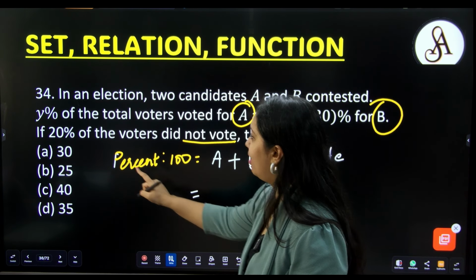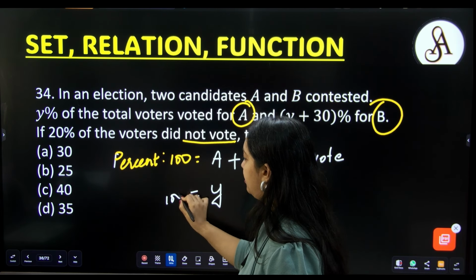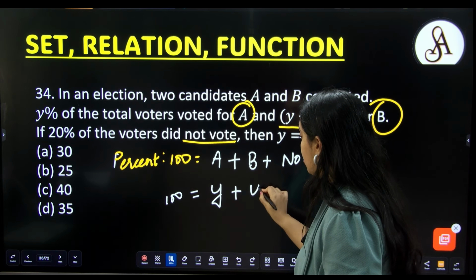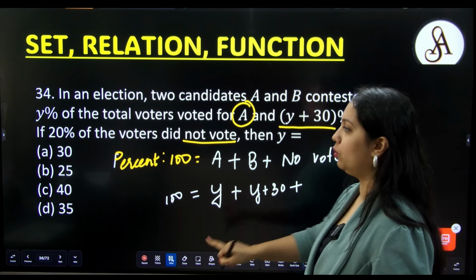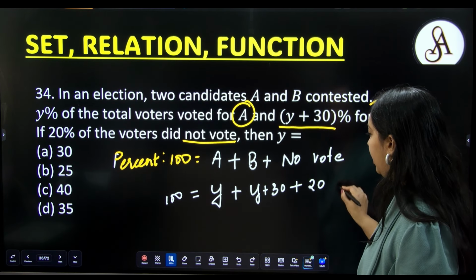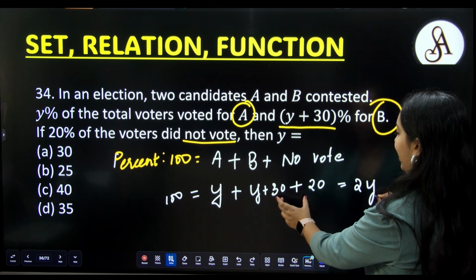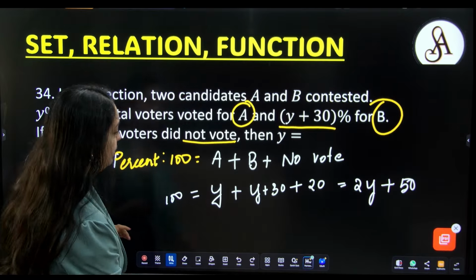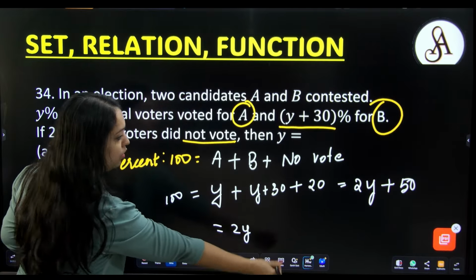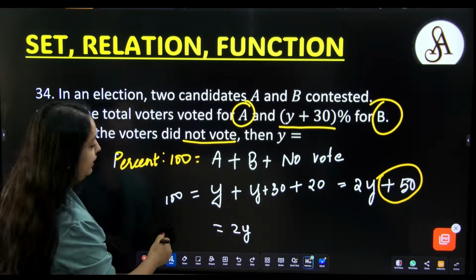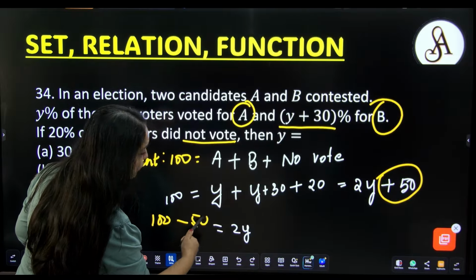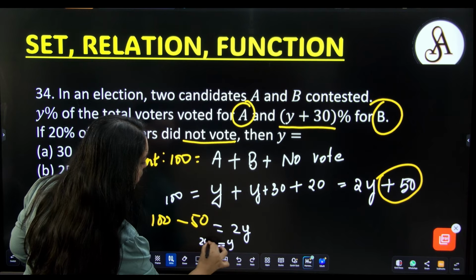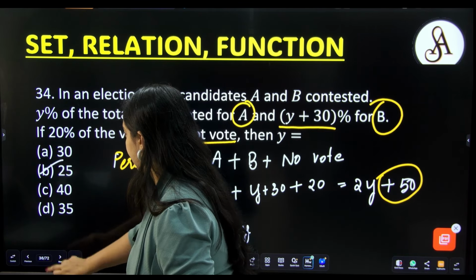How many voted for A? They have given in the question as Y percentage. 100 is equal to Y plus. How many voted for B? They have given Y plus 30 percentage. So Y plus 30 for B. How many did not vote at all? 20% did not vote. Plus 20. Your answer will become Y plus Y is 2Y. 30 and 20 is 50. So 100 is equal to 2Y plus 50. If I just want the 2Y value, plus 50 is going to come to the left hand side. It will become 100 minus 50. Plus 50 becomes minus 50. 2Y value is equal to 50. So Y value is equal to 25. Option B is correct. Next.